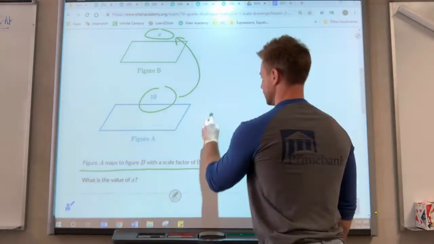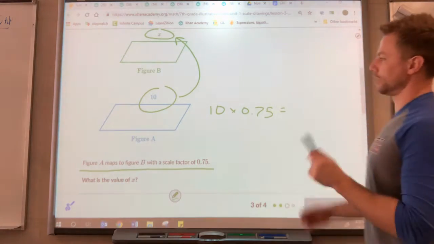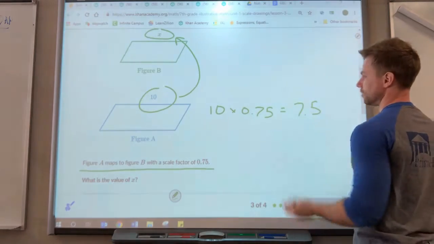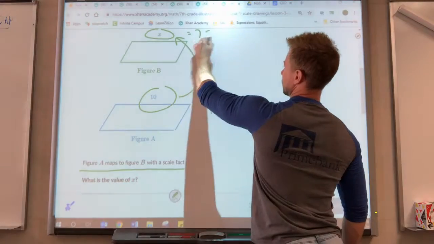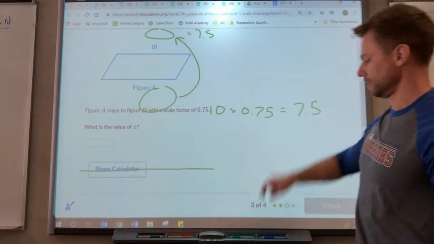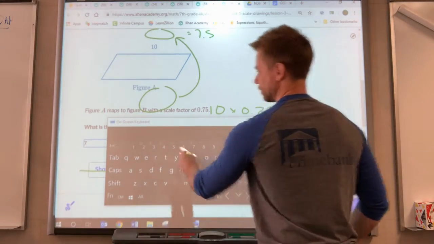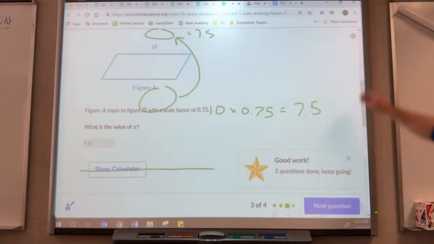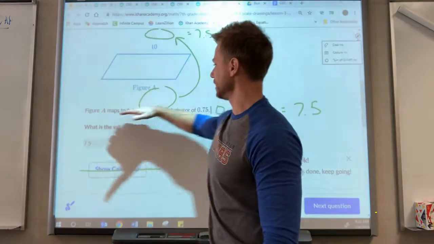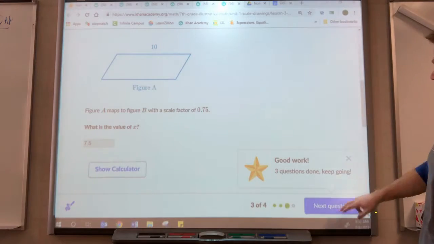So we need to take 10 times 0.75 to figure out what X is. 10 times 0.75 is 7.5, so we know that X is 7.5. Remember, when you multiply by a number less than 1, the number actually gets smaller. And notice it said maps figure A to B, so I had to start with A, and then I looked at what happened to B.